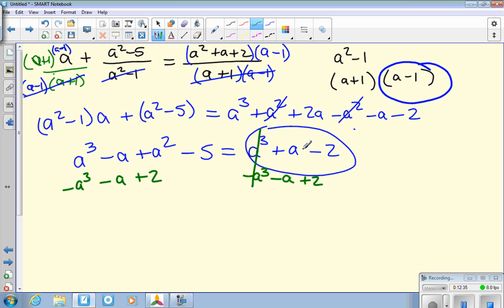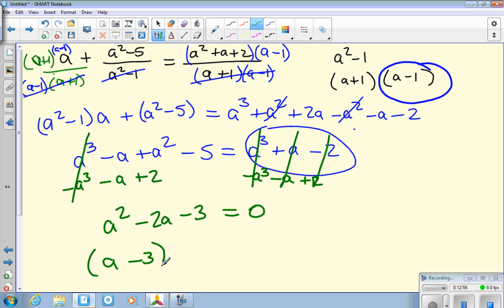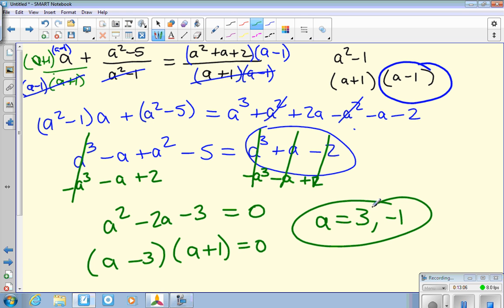What's going to happen is those are going to cancel. A cubed minus a cubed cancels. On the left-hand side, we're left with a squared minus 2a minus 3 equals 0. Well, this looks much better. We can factor this. This is (a minus 3)(a plus 1). So our solutions are a equals 3 and a equals negative 1. So we're kind of combining our factoring skills with now this new fraction technique.